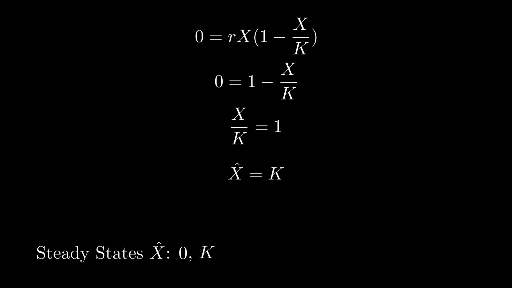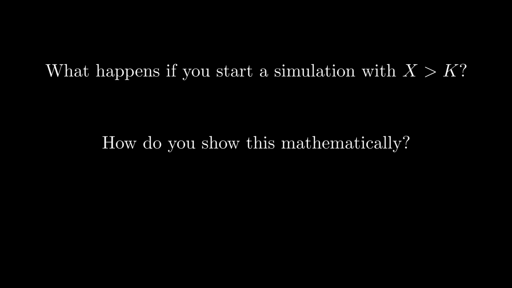Alright, now I also have a little homework question for you guys to test your understanding of the model. What happens if you run a simulation of this model where you start with an initial condition for x, where x is greater than k? What will happen in the simulation? And also, how do you show what will happen mathematically? And what does this mean in biological terms?